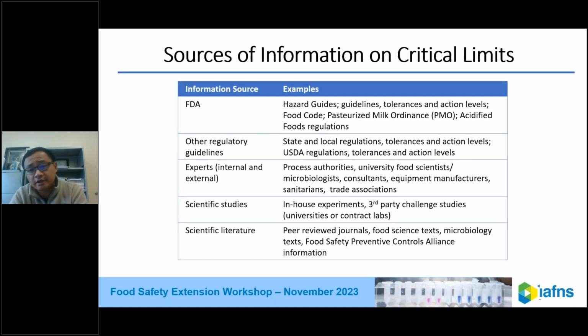When we're going to get these critical limits, they could come from federal regulations from the FDA. For example, they have the Food Code, the Pasteurized Milk Ordinance, and acidified foods regulations. They could come from local documents and state regulations. For example, USDA regulation basically comes from the Food Safety and Inspection Service, FSIS. They could come from university food scientists, microbiologists, consultants, trade associations, or even equipment manufacturers, which means some expertise. They could also come from previously validated studies, in-house experiments, or third-party challenge studies.